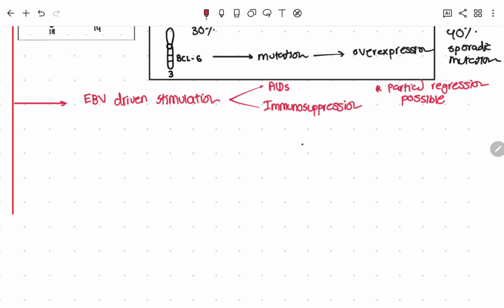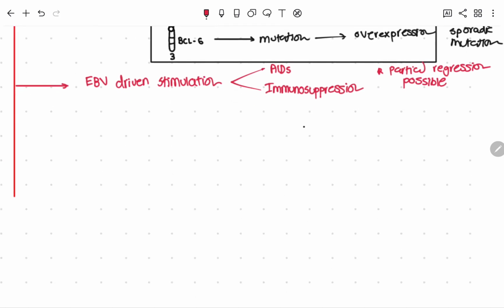And obviously immunosuppression can also be caused by drugs. It doesn't necessarily have to be someone with an HIV infection. And so partial regression may be possible if you have removal of any of these immunosuppression drugs.